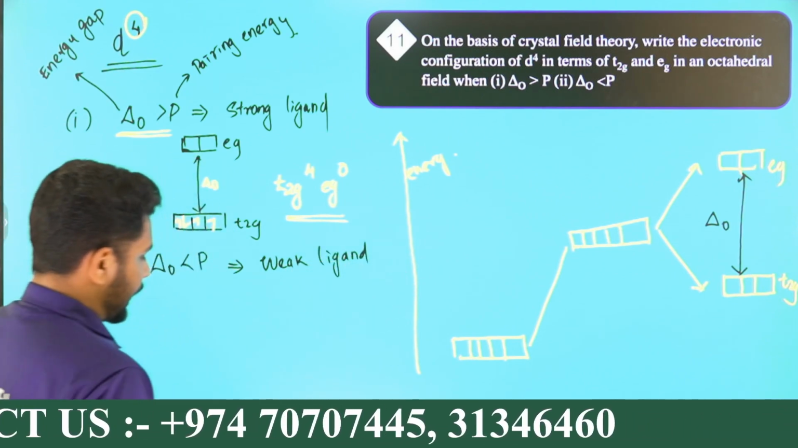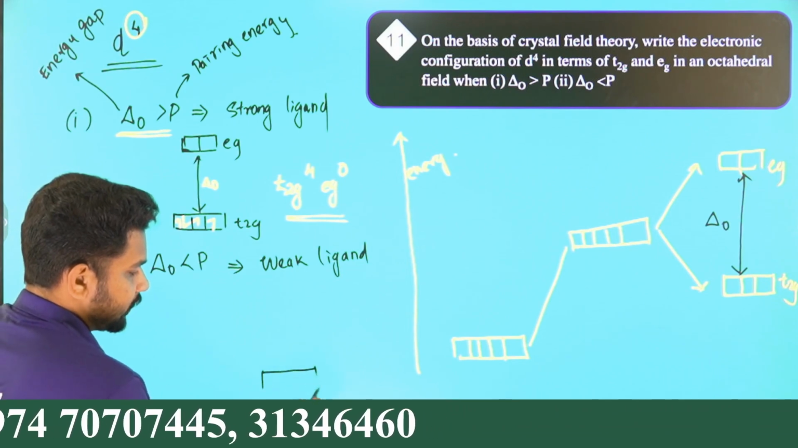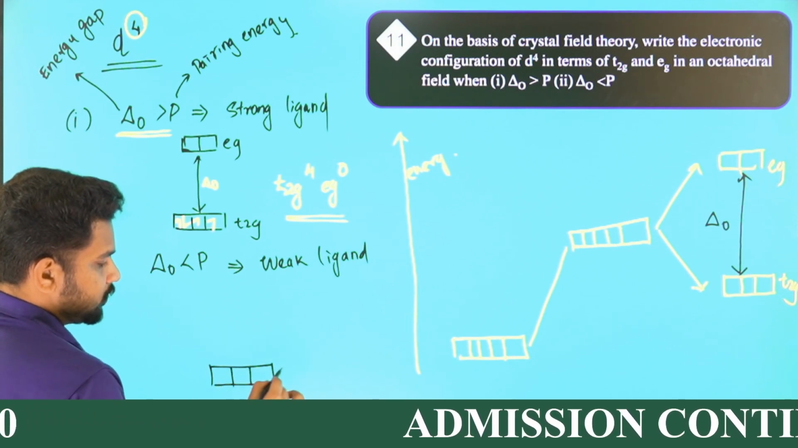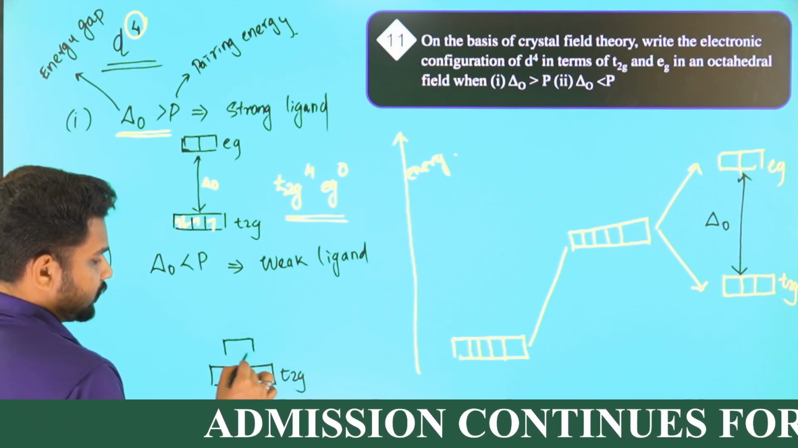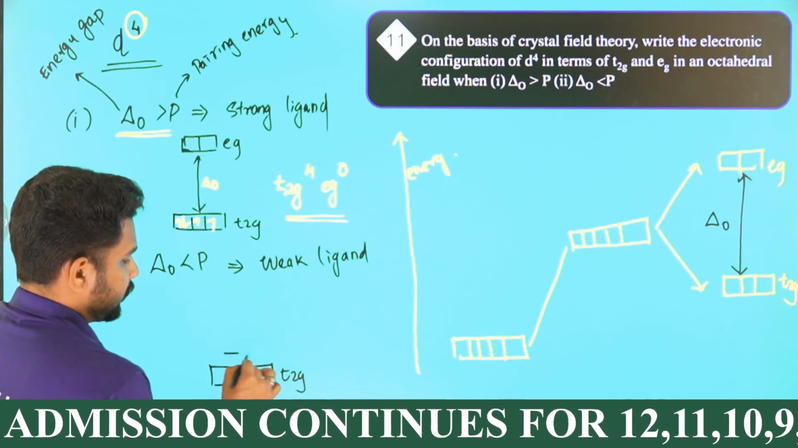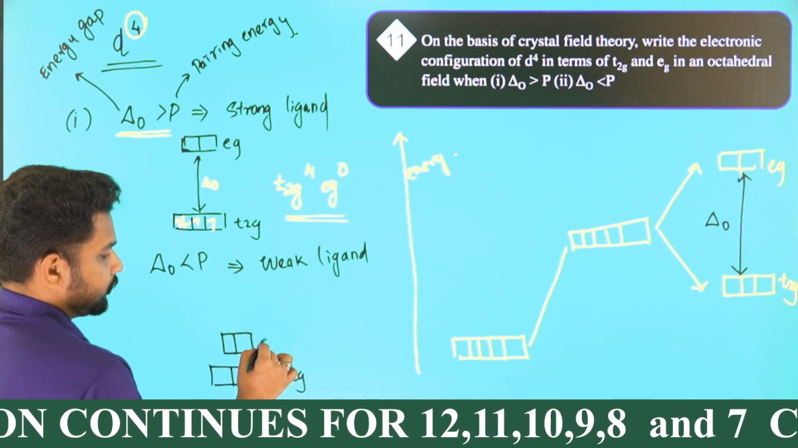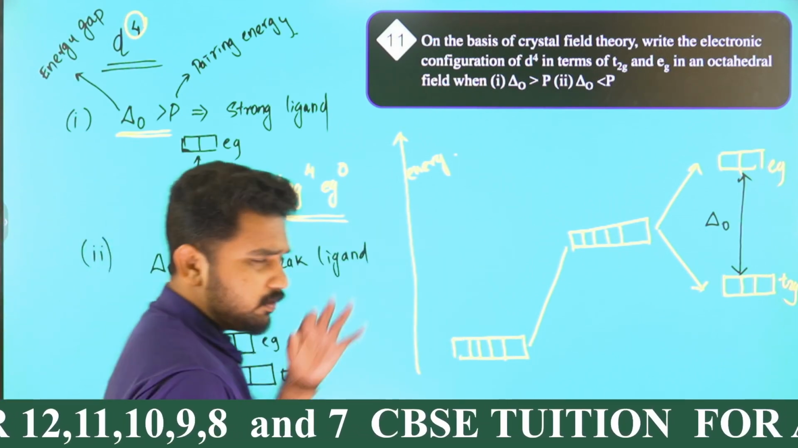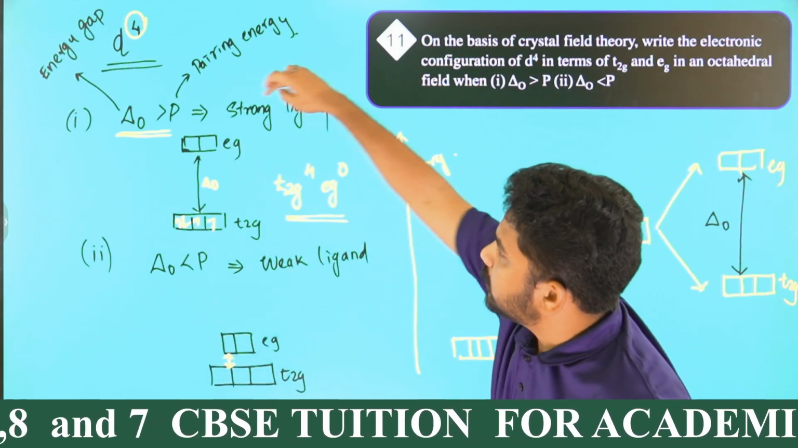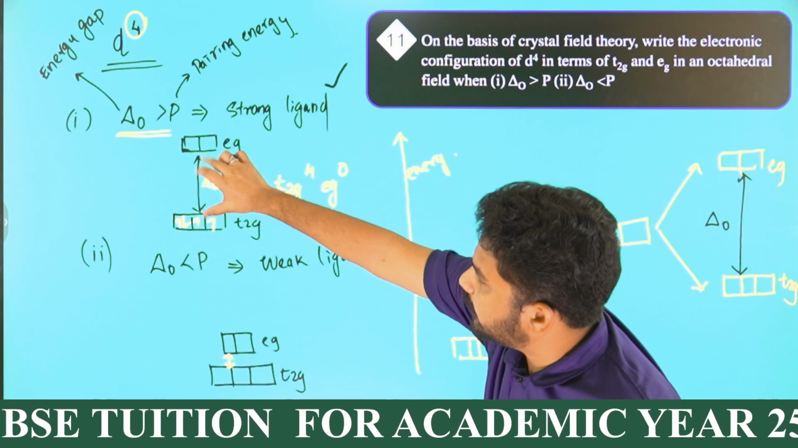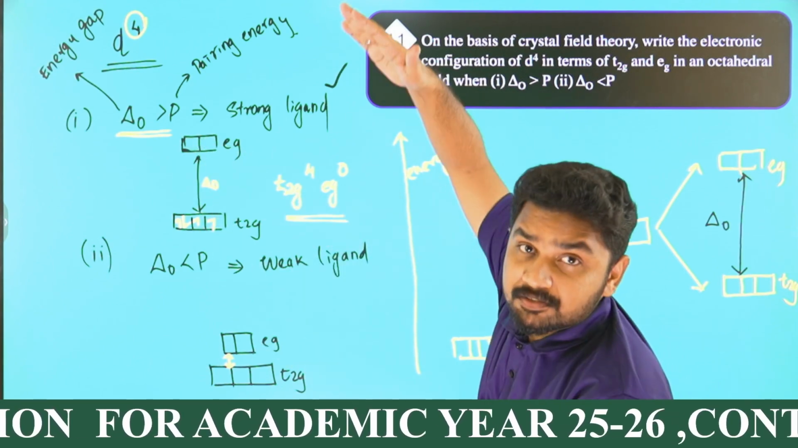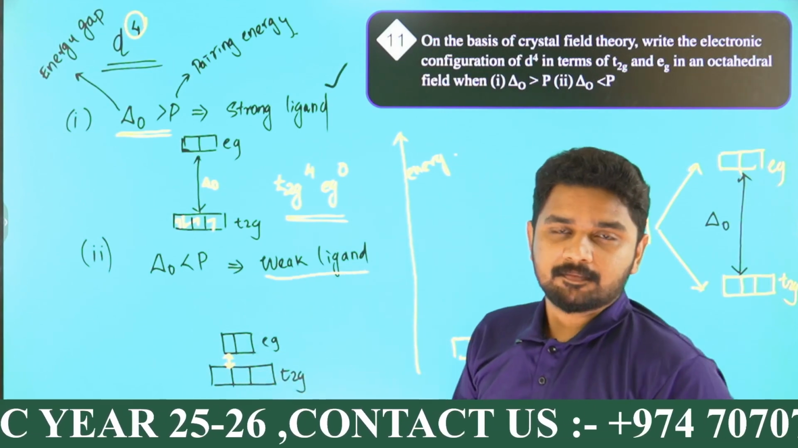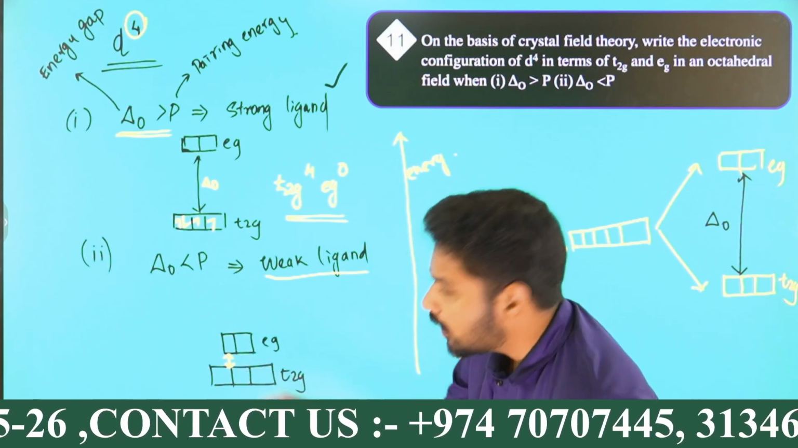Since it's a weak ligand, the distance between t2g and eg will be very small. You can see this is the distance, only a very small distance. Before, with the strong ligand, it was a very large energy gap. But here it is a very small energy gap. Why? Because it is a weak ligand.